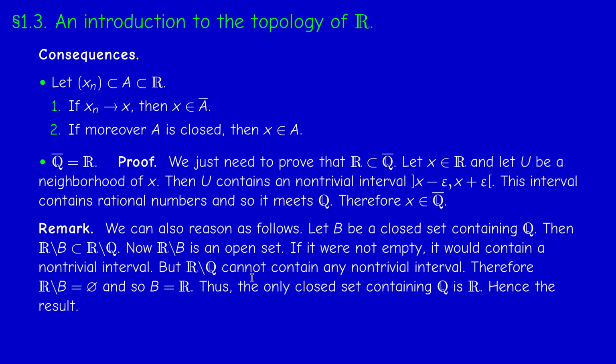Now, arguing in the same way, we prove that the closure of the irrational numbers is R. Otherwise stated, the irrational numbers are dense in R. Same reasoning. Okay, you can either use this proof or this proof, same thing. But that's actually still the same idea, which is the fact that any non-trivial interval contains rational numbers and also irrational numbers. Okay, unless it's empty.